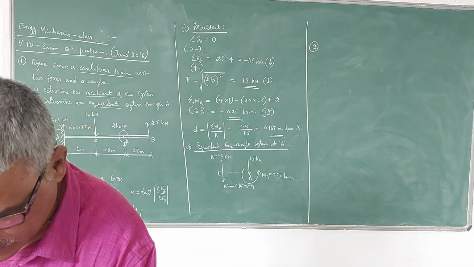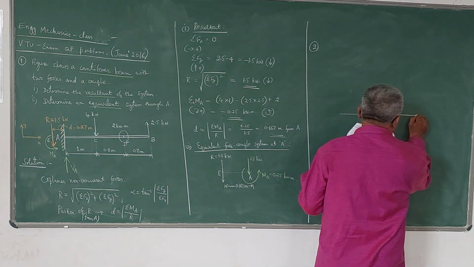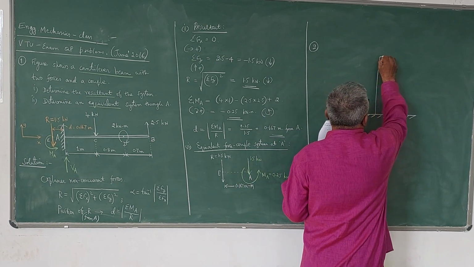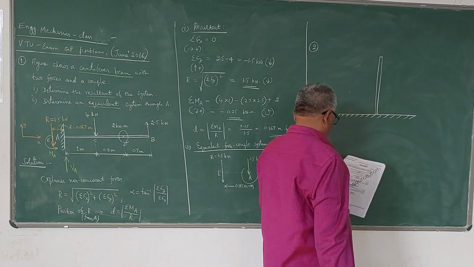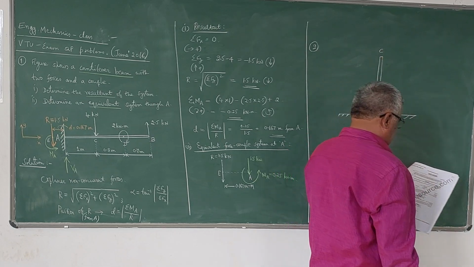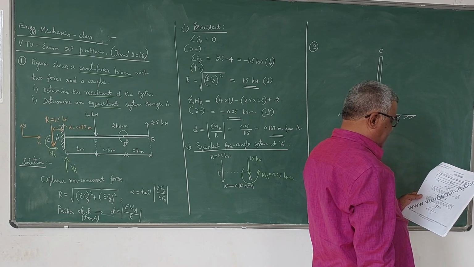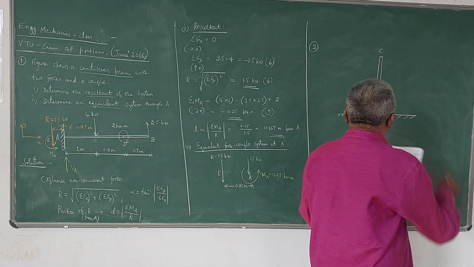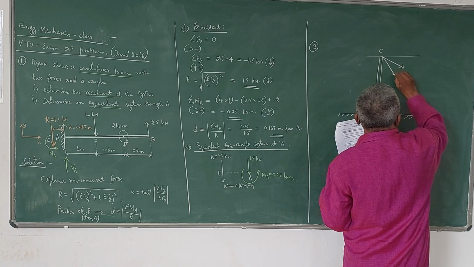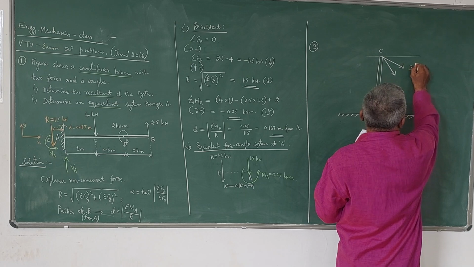The second problem. Here a vertical mast is there. This is the ground level. A vertical mast is there here. This is AC, the vertical mast. It supports two cables with tension forces of 3 kN and 7 kN, like this. So these are the cables. In the first cable, you have 3 kN tension force.